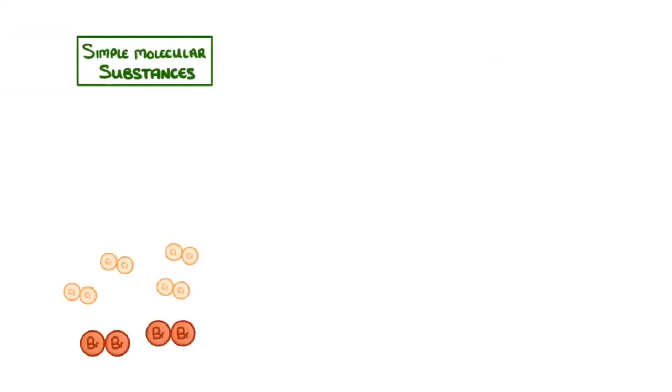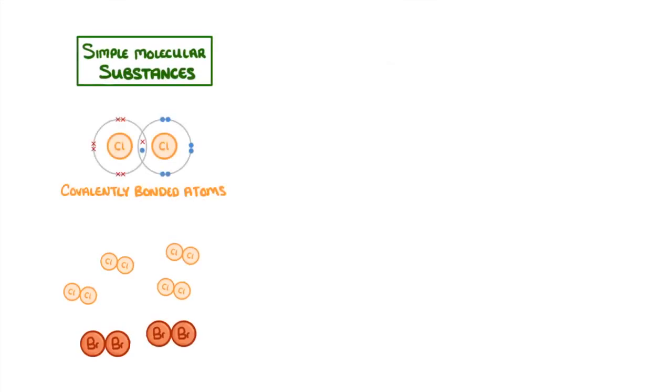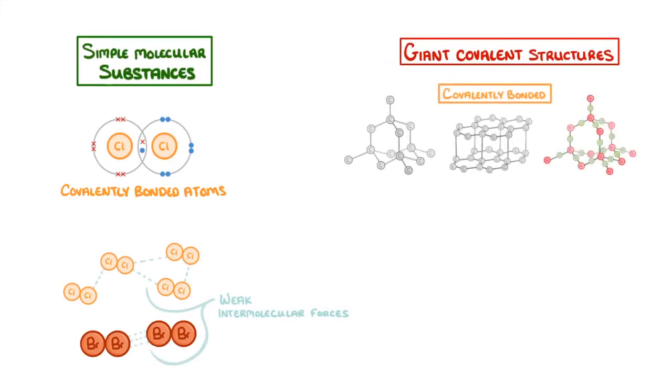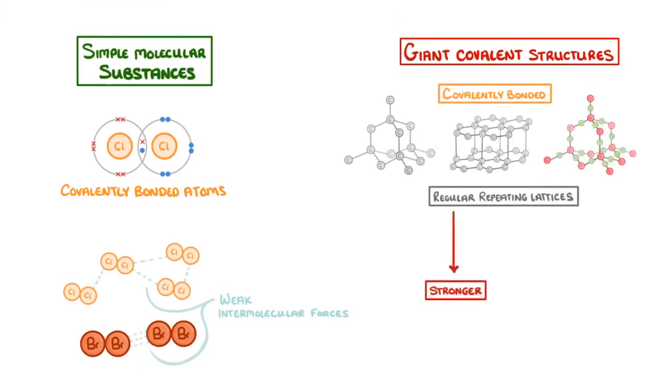Now, the key thing to take away from this video is that simple molecular substances are small molecules that are made up of just a few covalently bonded atoms, and the separate molecules are only joined together by weak intermolecular forces. Meanwhile, in giant covalent structures, all of the atoms are covalently bonded in regular repeating lattices, which makes them much stronger and gives them much greater melting and boiling points.